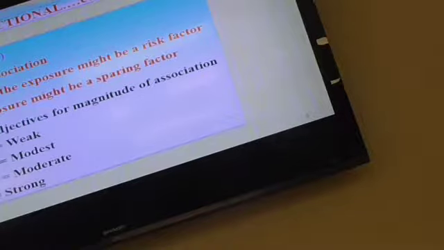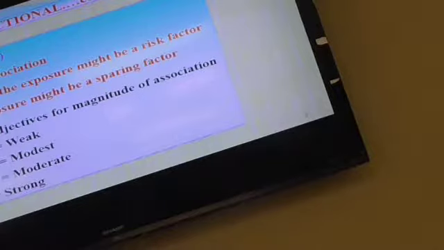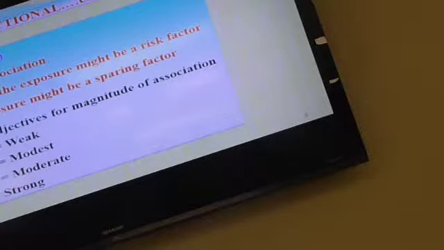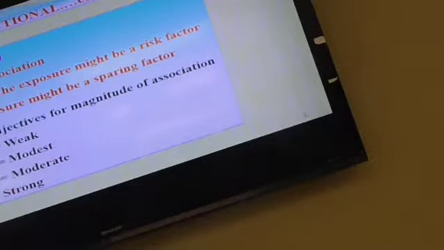So now, again, we are talking about two values, numerator and denominator. If the value is 1, that means numerator and denominator are the same. So that means there is no association between disease and exposure. If it is greater than 1, the numerator is bigger than the denominator. The numerator is about exposure, so exposure might be a risk factor.